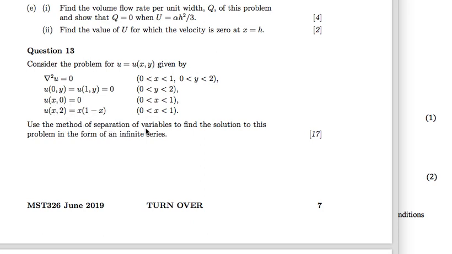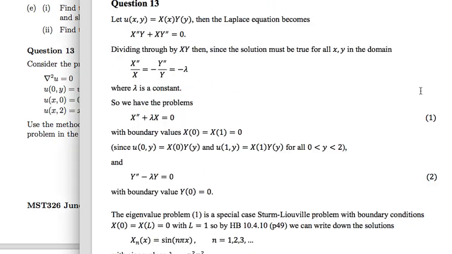We need to use separation of variables to get a form of an infinite series. So that tells us that we're going to be doing Fourier. That's the boundary that we're going to be integrating, which you'll see later. Okay, so here's the solution.